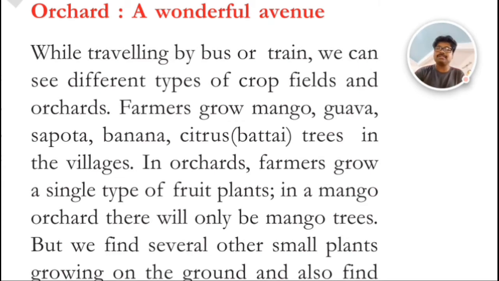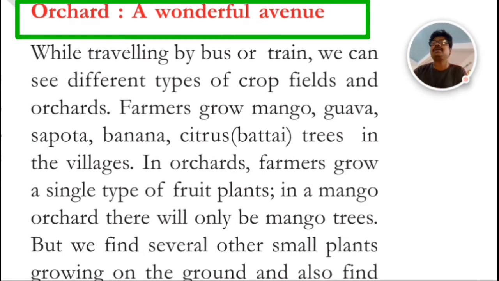Very good. And living place in the sense, we are living there means we are getting optimum life supporting conditions there. Like, we are getting proper air, proper food, proper shelter. All together, the factors that are supporting life there are called habitat. Okay, students. Now, we have already talked about pond as a habitat, tree as a habitat, and our house as a habitat. Students, now let us talk about orchard, a wonderful avenue.